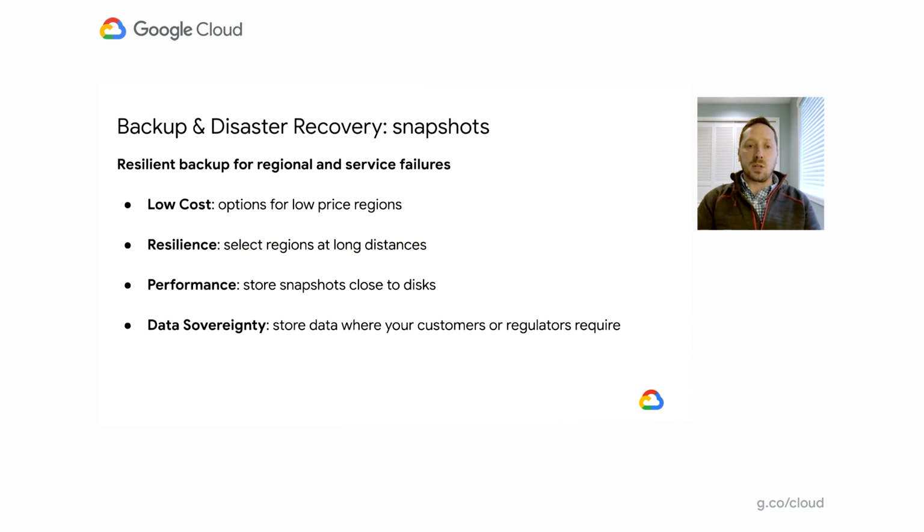And there's a lot of options here. For example, by being able to put a snapshot in any region or multi-region, you could optimize for cost. You can optimize for resilience, for example, putting your data on a different continent. You can optimize for performance by keeping your snapshot close to the disk in the same region, optimizing for how long it takes to create and restore that snapshot, or data sovereignty. So if you need to keep your data in Montreal or in a certain jurisdiction in Europe, you can choose exactly which location the snapshot is stored in.